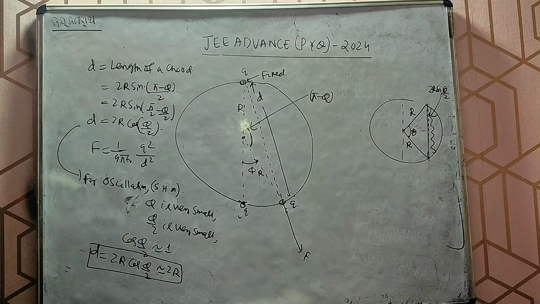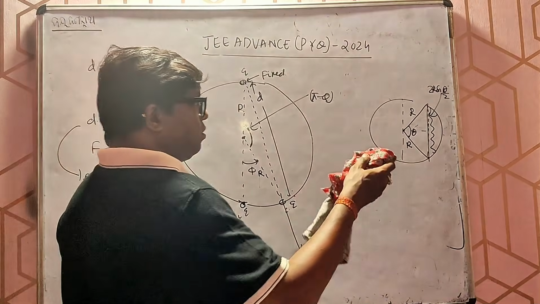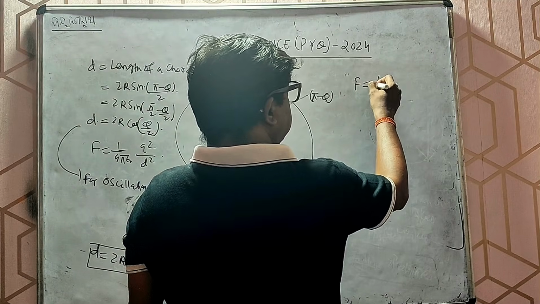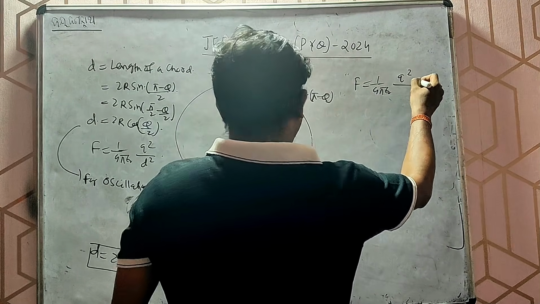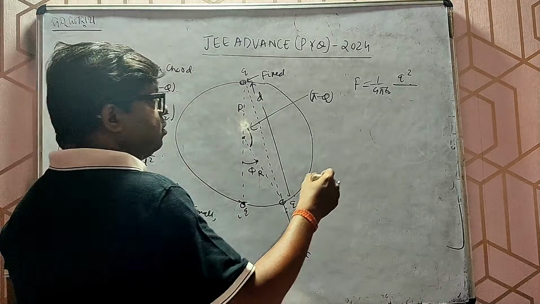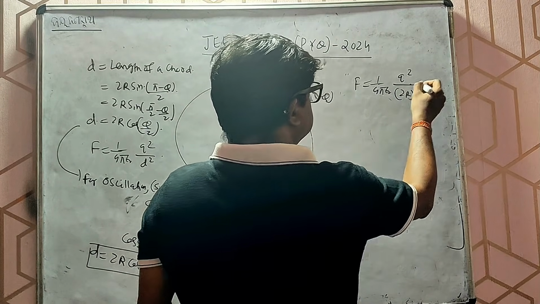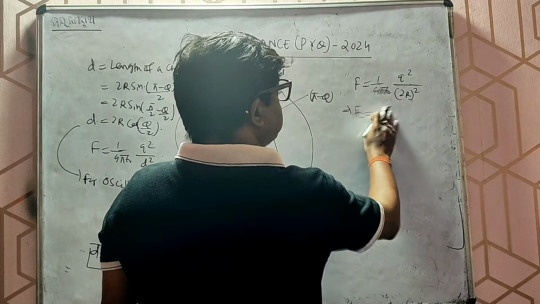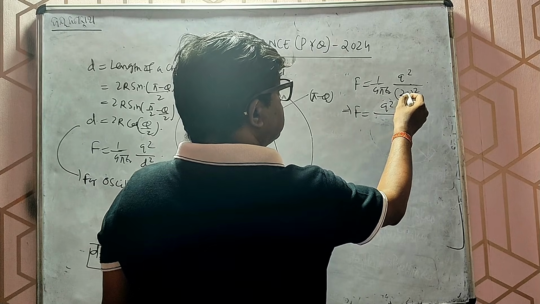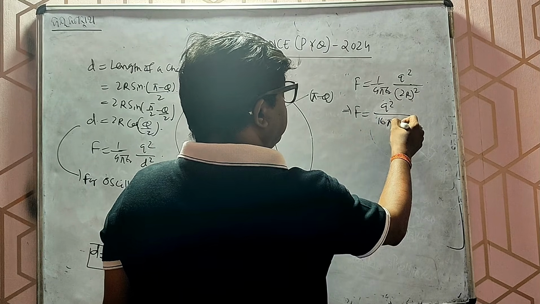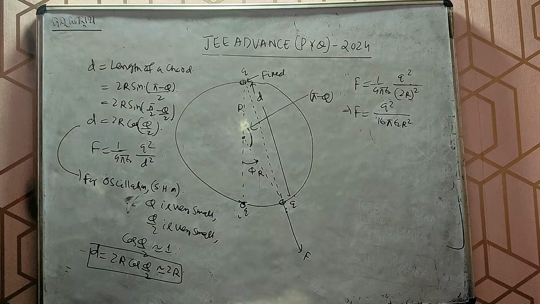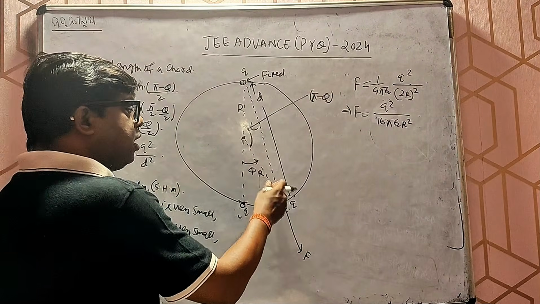So what is the value of the force? You just apply it: F is equal to 1 by 4 pi epsilon 0 q square by d square, where d is 2r, so 2r whole square. So F is equal to q square by 16 pi epsilon 0 r square. Here r is the radius.